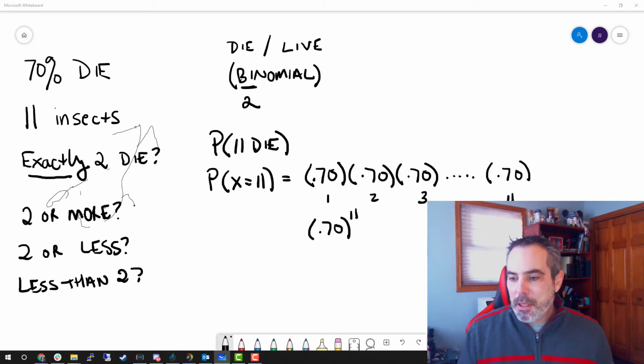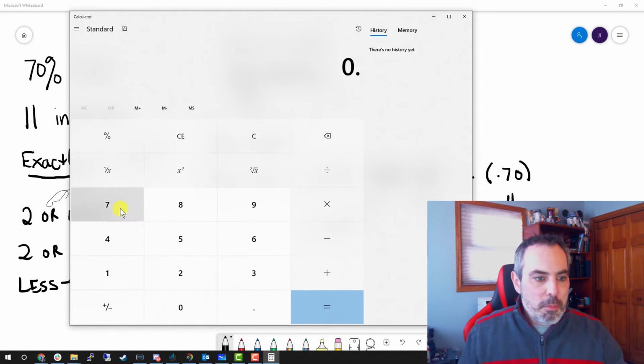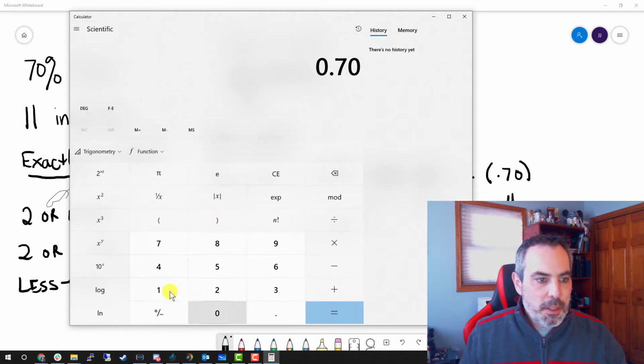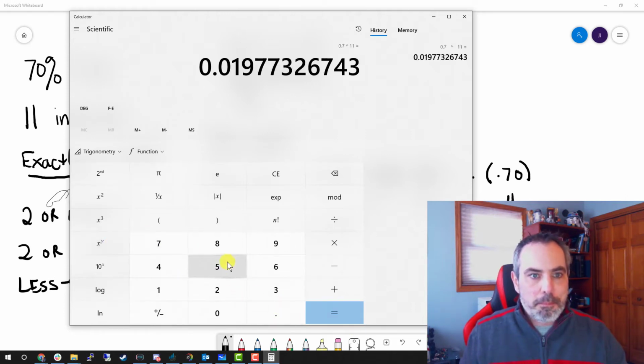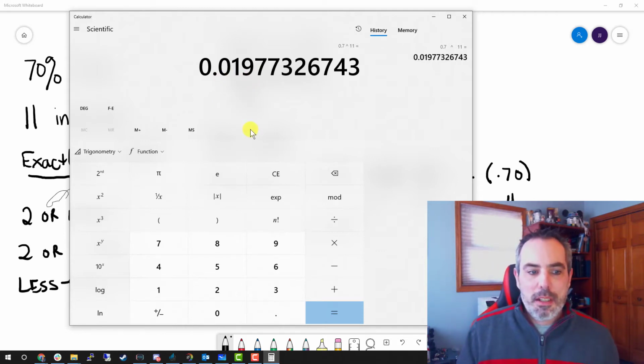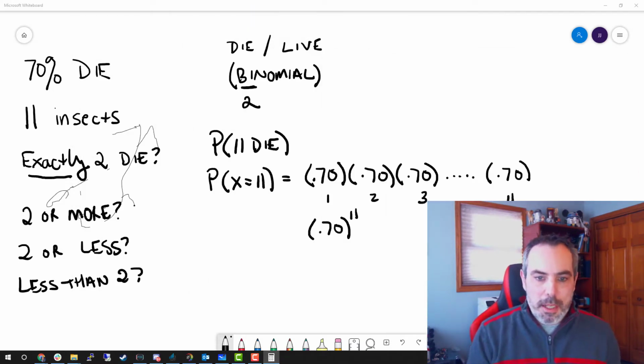And as an example, I'll pull up a calculator here because I can't do any of this in my head. Here is 0.70, and I'm going to raise that to the 11th power. And so I have a 1.9% chance that this is going to happen, moving the decimal place over. Right? So a 1.9% chance that all 11 insects die.